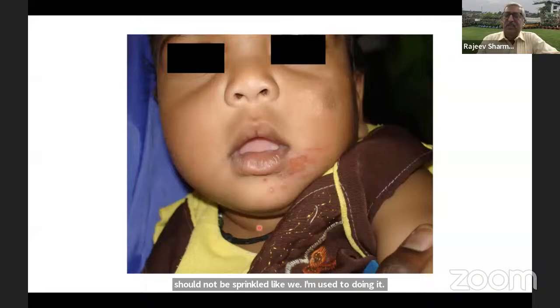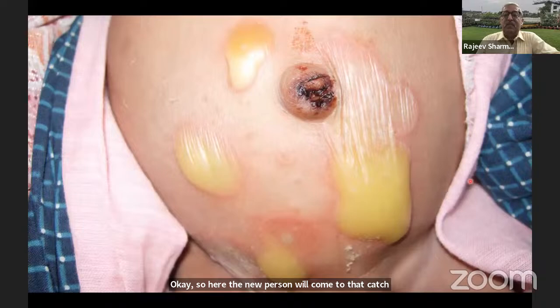Okay, so here the mupirocin will come to that catch point. No problem. People are raising hands, but no problem. Now here, another patient. What will you treat with? This is a patient with bullous impetigo. You have been taught all this, I think, in the past.